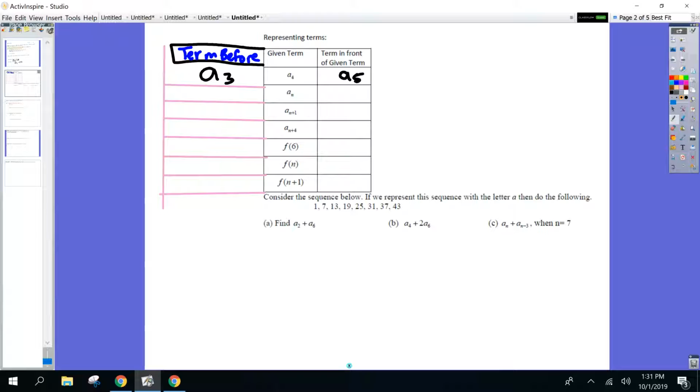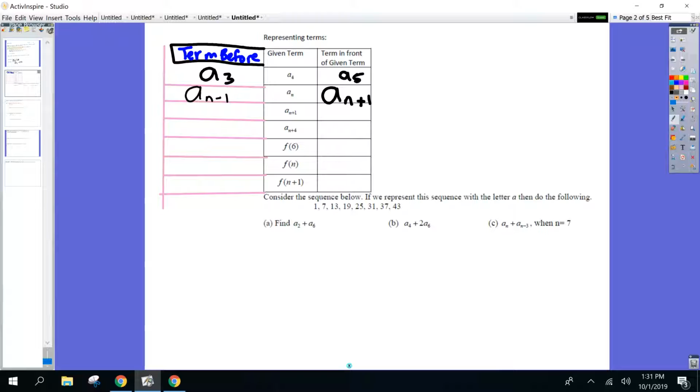How do you write the next one then, using n as a subscript? How would you write the next one? A n plus 1. I'm just going to add 1 to it. And now be careful, think about it, how would you write the term before? Using n, how do I write the term before? A n minus 1, you guys got it. So if A n is the term I'm on, A n minus 1 would be the previous term.